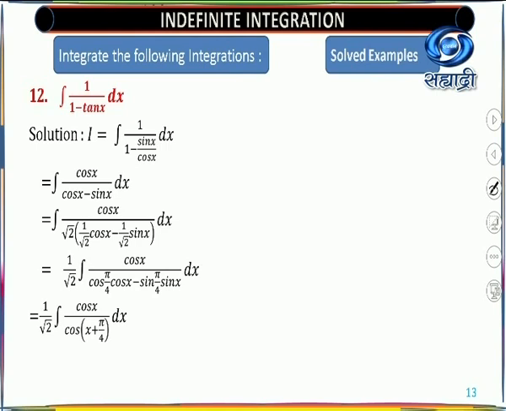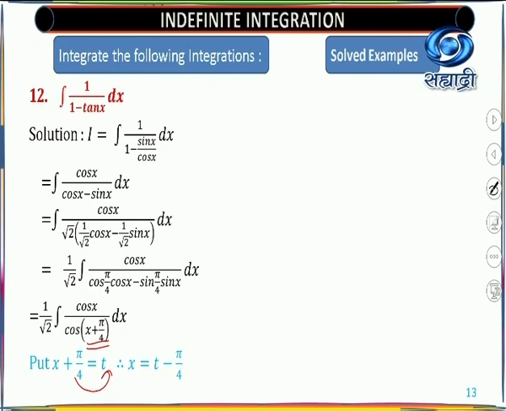But in the denominator there is this angle, which means addition of an angle will not be helpful for you. So we need to substitute for the angle in the denominator. What is your substitution? x plus pi by 4 equals t. So what will be the x value? Shift this pi by 4 to this side, and you will get x as t minus pi by 4.